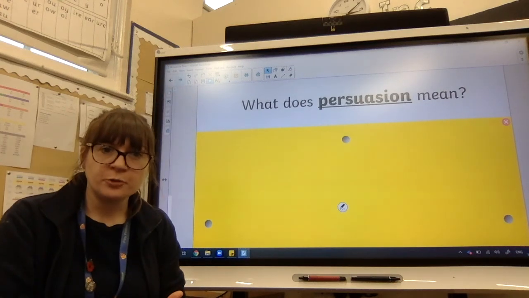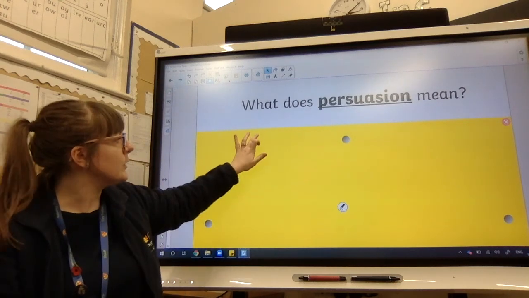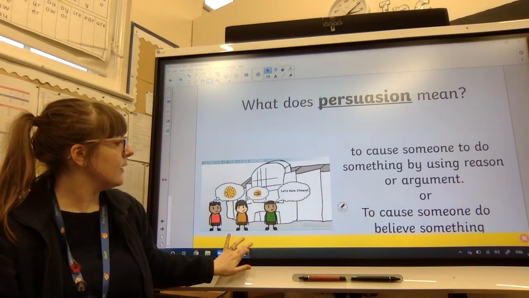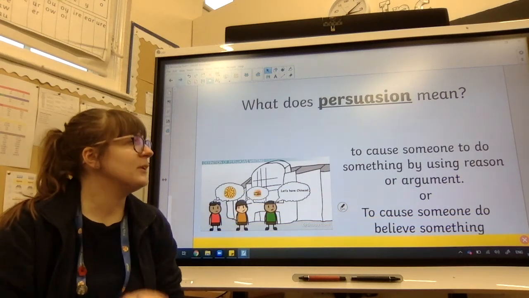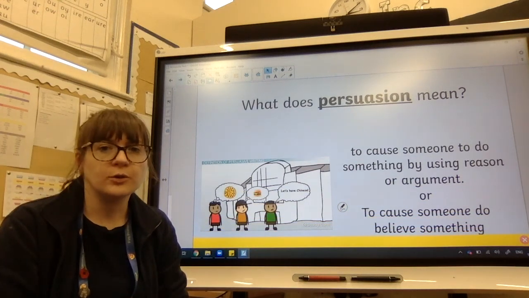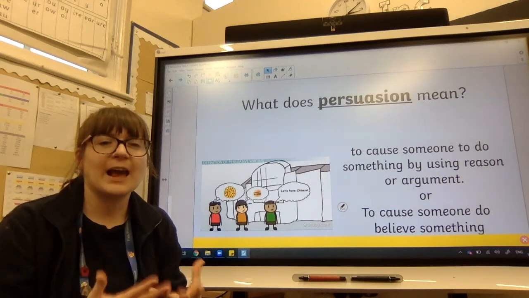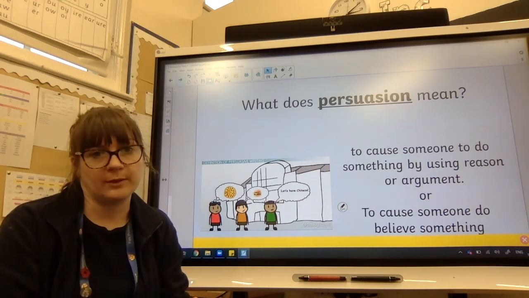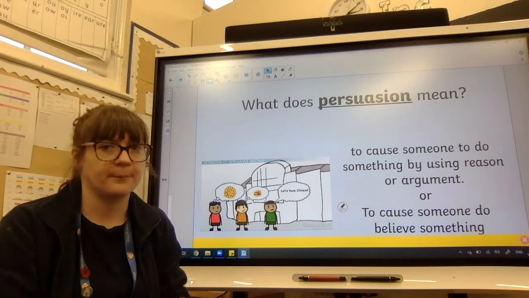First of all, what does persuasion mean? Should we have a look? By persuading someone, it means you're causing someone to do something by telling them lots of reasons and arguing with them as to why it's a good thing and they should do it.